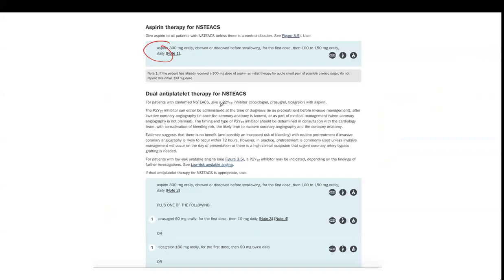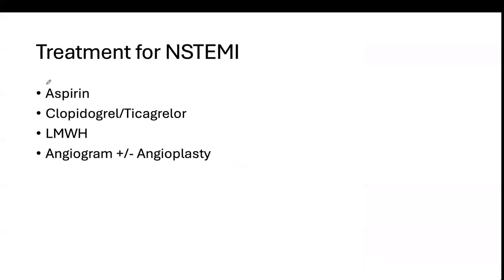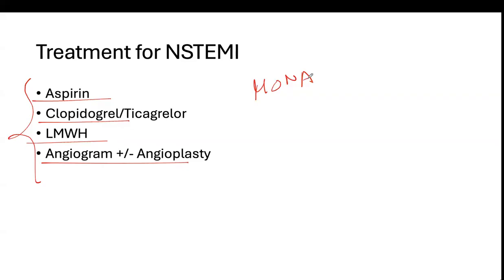They will be on monotherapy. They will take aspirin plus another antiplatelet. Okay? So aspirin, then clopidogrel, then low molecular weight heparin, and then angiogram based on their risk factor. So these are usually the treatment for non-ST elevated MI. And again, monotherapy is always there.